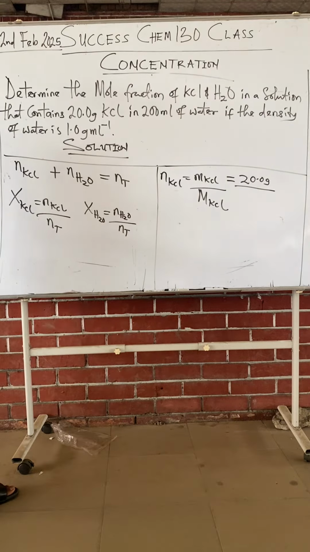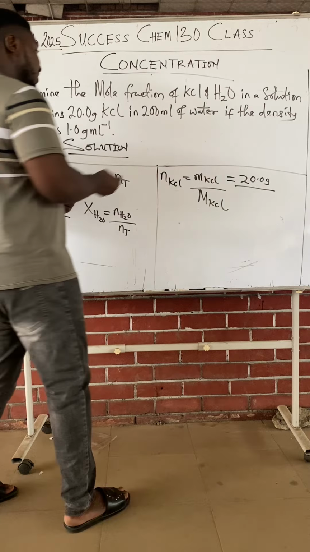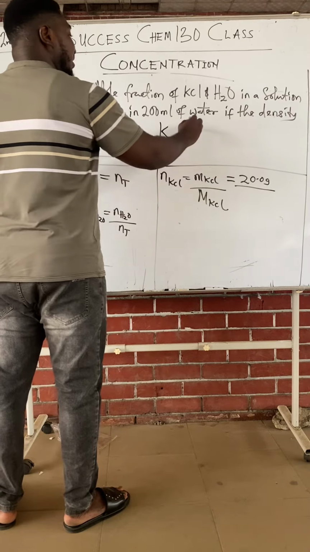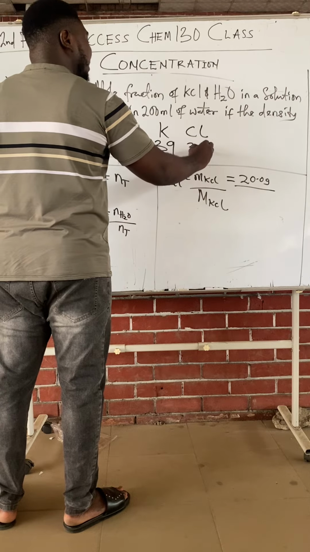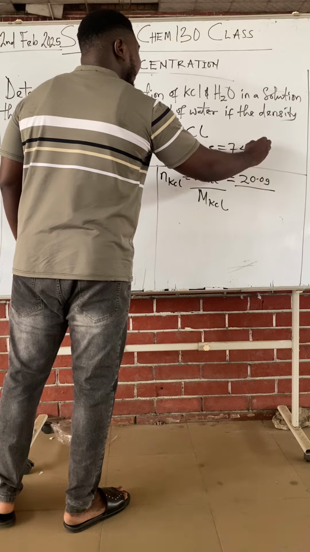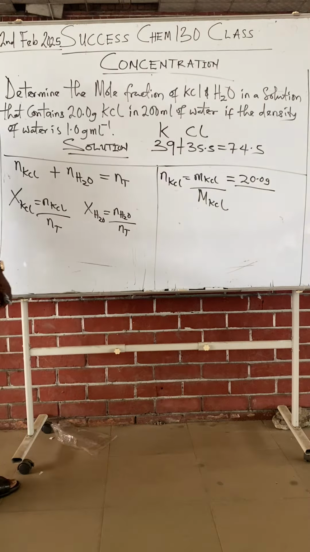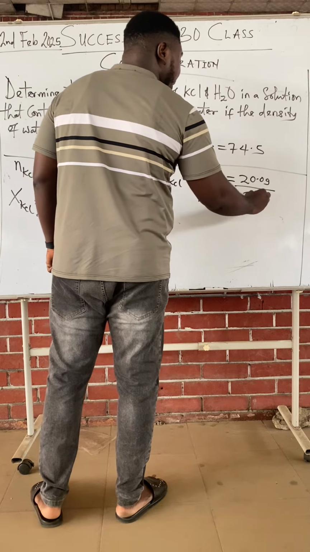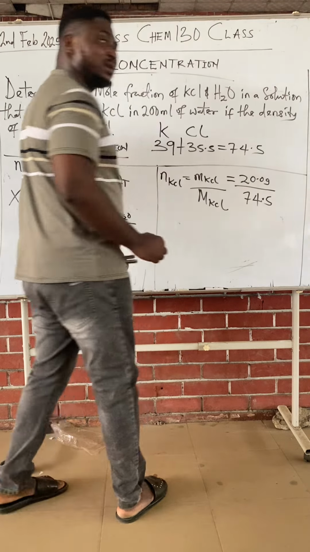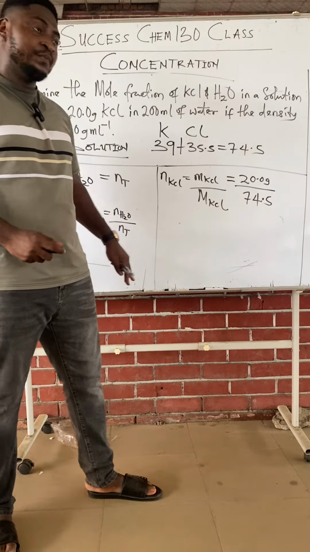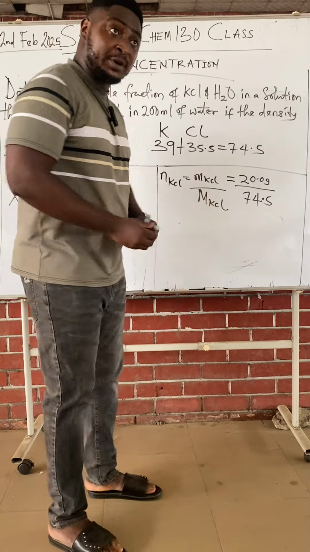But the molar mass of KCl is not given to you. It's something you can work out. What's the atomic mass of K? Potassium, 39. And Cl, 35.5. So you say 39 plus 35.5 gives 74.5. So the molar mass of KCl is 74.5. The number of moles of KCl will now be the mass, 20.0, divided by the molar mass, 74.5.